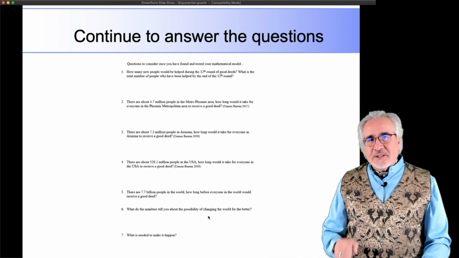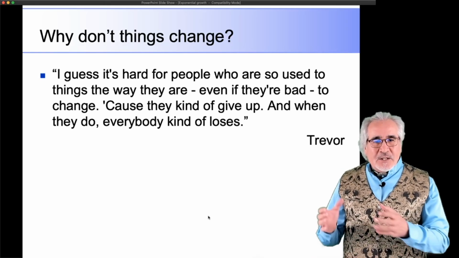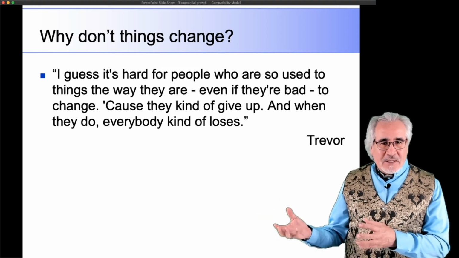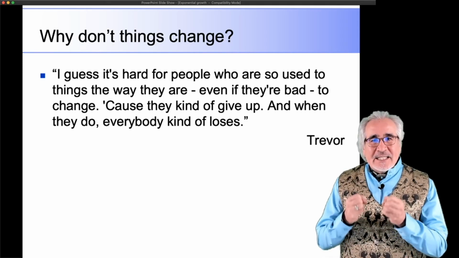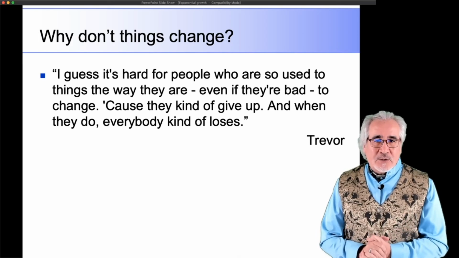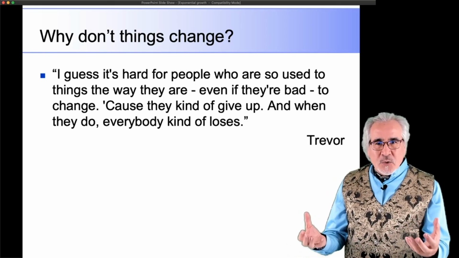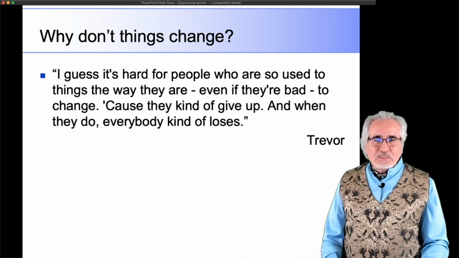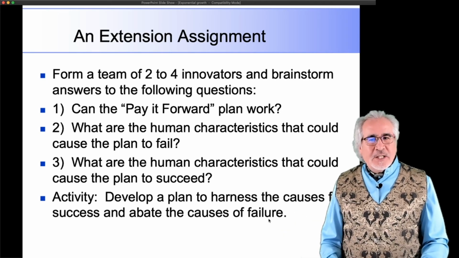So after doing this, my hope for you is that we don't, you know, Trevor said the problem is that people, when things are bad, they just give up. But I don't think you're that kind of people. I think you're the kind of people that keep going. Because in these bad times, you're buying the time to go to school, to educate yourself, to have a new way of bringing your talents into the world and changing things. That's the kind of spirit we need.